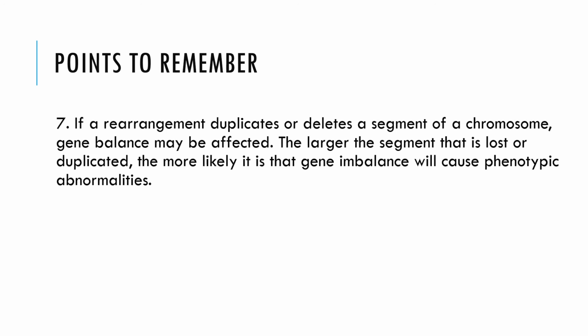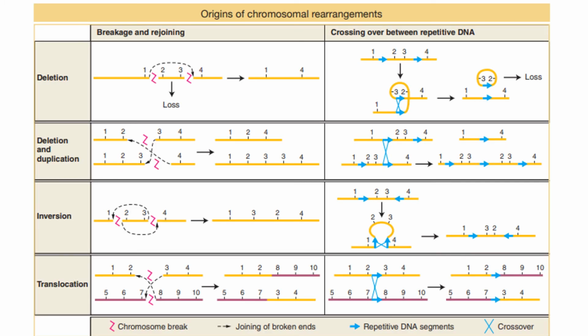7. If a rearrangement duplicates or deletes a segment of a chromosome, gene balance may be affected. The larger the segment that is lost or duplicated, the more likely it is that gene imbalance will cause phenotypic abnormalities. This illustration shows the chromosomal rearrangements or the chromosomal aberrations of a cell.